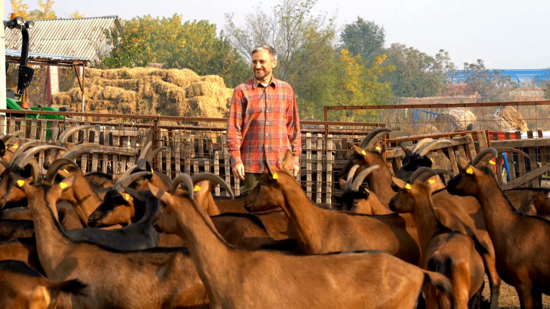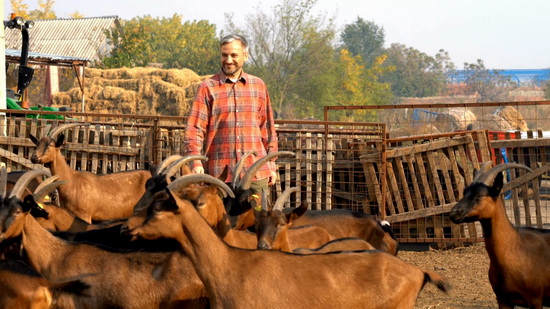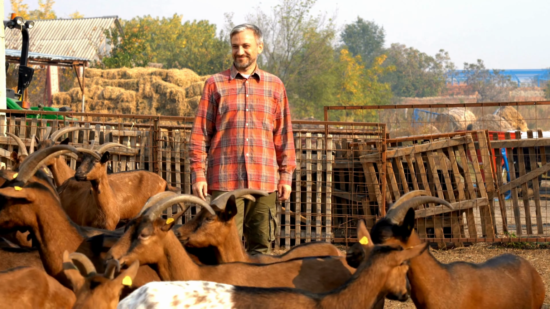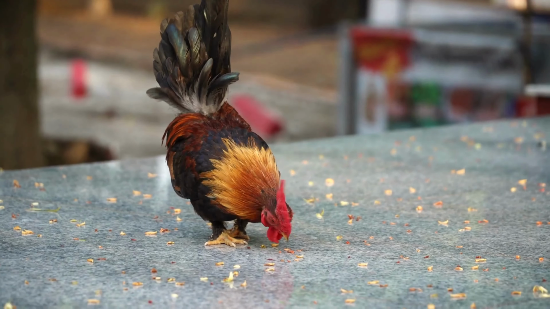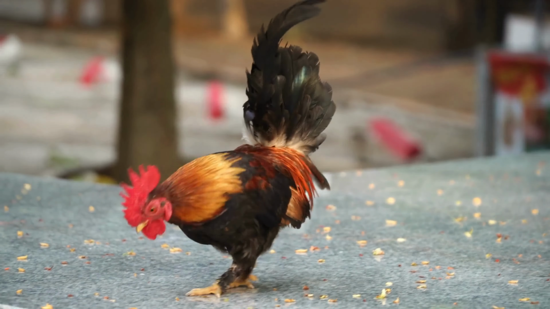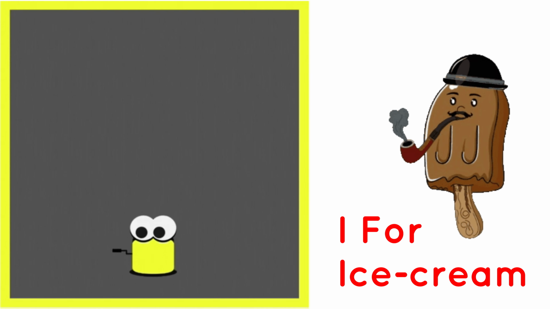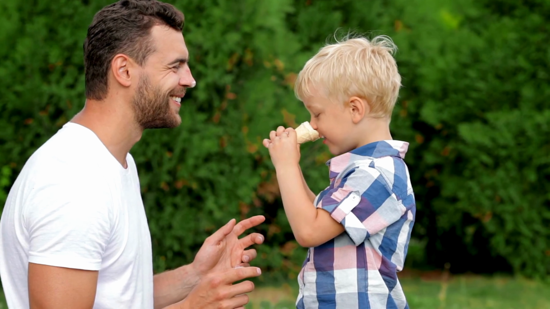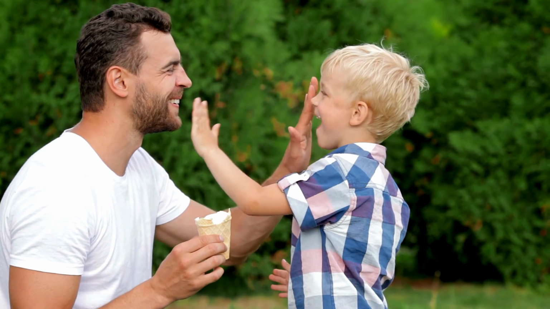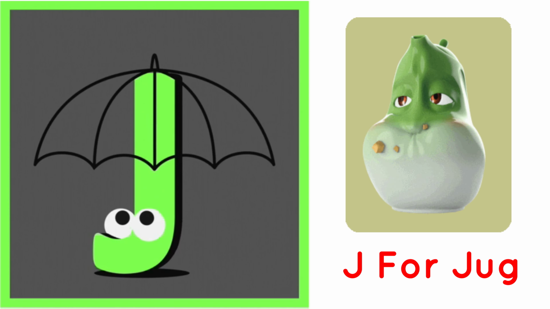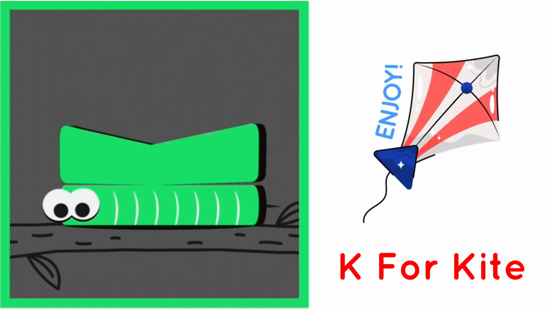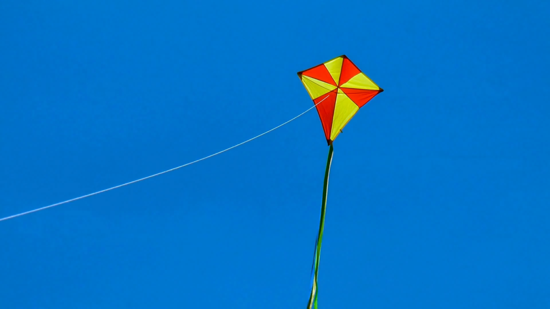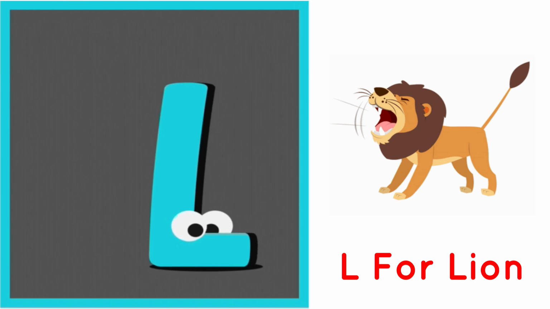G for got. H for hen. I for ice cream. J for jug. K for kite. L for lion.